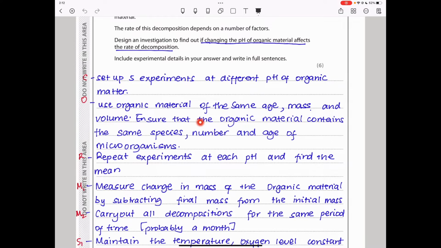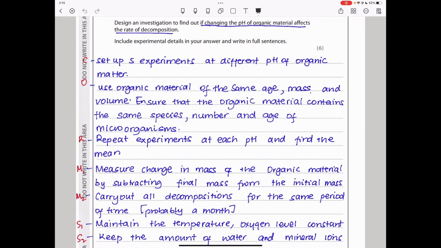So I said ensure that the organic material contains the same species. Remember, this is about decomposition, so the microorganisms, whether you're using bacteria or fungi, should be the same species, the same number, and if possible of the same age. This is ensuring that everything else is constant in order to minimize the variation and to ensure that the only variable changing is pH and nothing else.